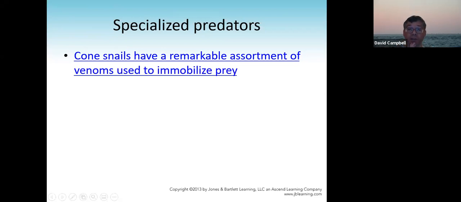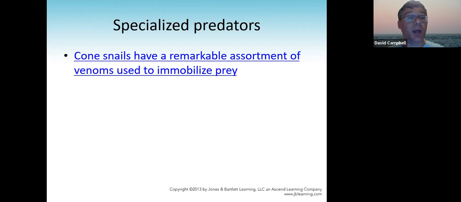So the cone snails have harpoon-like structures. They're actually modified versions of the kind of teeth that many types of mollusks have, but these come off individually and they're hollow to deliver venom. And so the snail can crawl up near something and stab it and inject the venom into it.